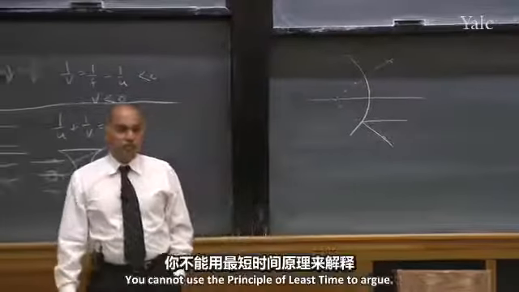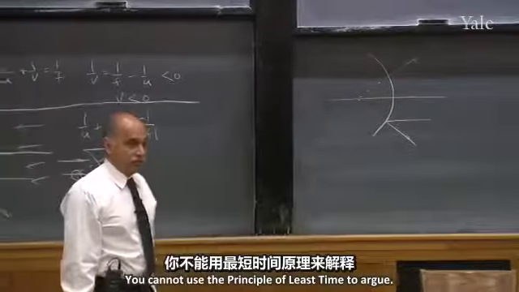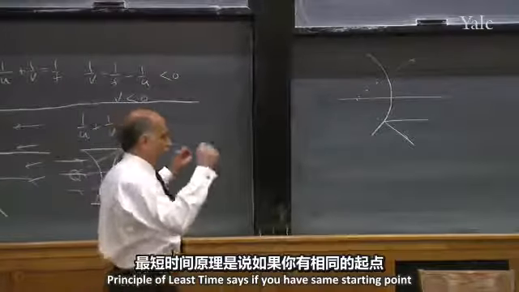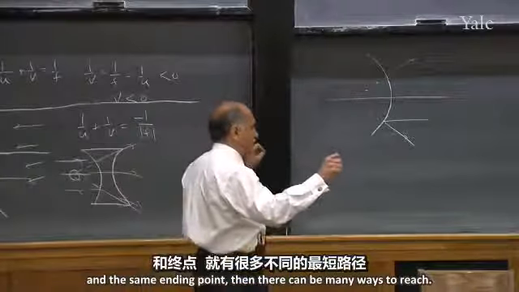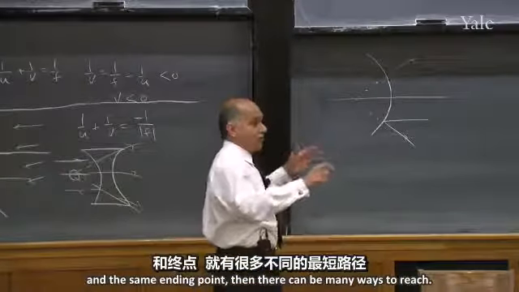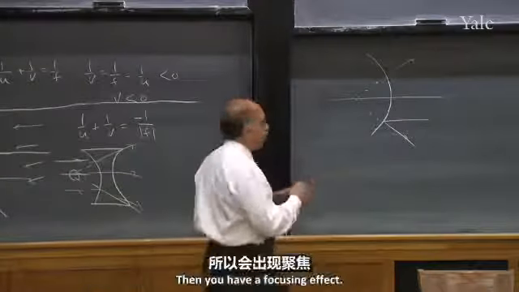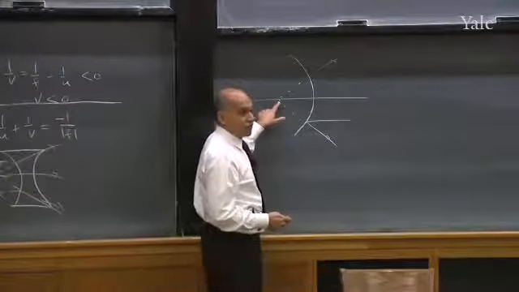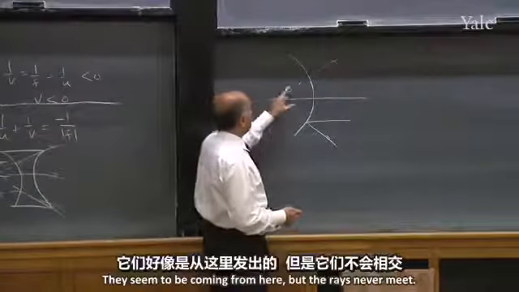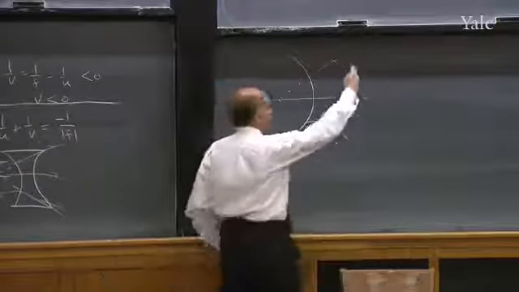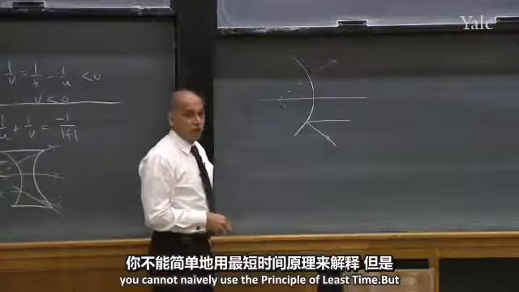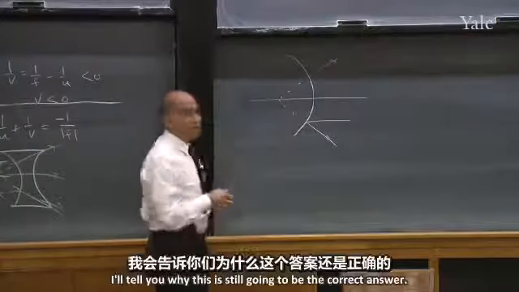You cannot use the principle of least time to argue. Principle of least time says if you have the same starting point and the same ending point, then there can be many ways to reach. Then you have a focusing effect. But here, there is no end point where they all come. They never come to the same point. They seem to be coming from here, but the rays never meet. So starting from infinity, you cannot naively use the principle of least time. But I'll tell you why this is still going to be the correct answer.